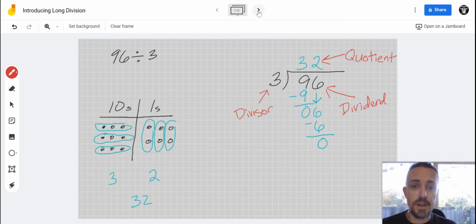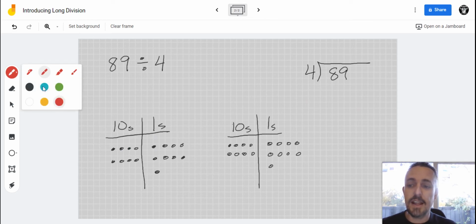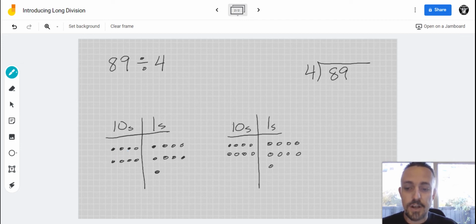All right, so here we go. We're going to try another problem now. On the very next page, we have 89, and this time we're dividing it by 4. I wrote 2 different place value charts here because I want you to think about this in a couple of different ways. One way to think about it is I could divide it into groups of 4. So there's a group of 4, and there's another group of 4. That was 2 groups of 4.